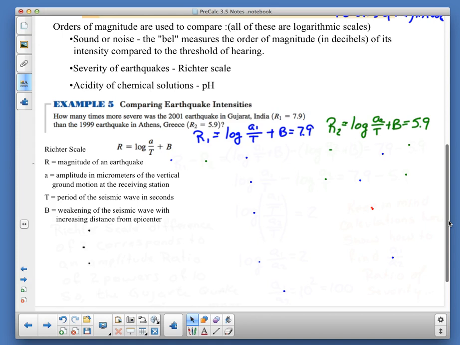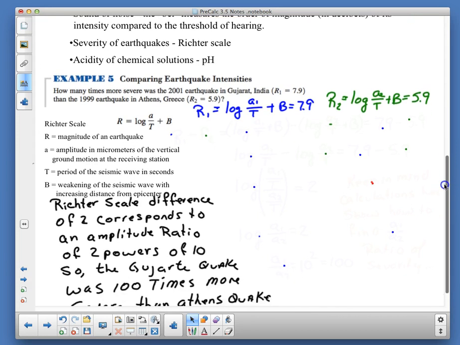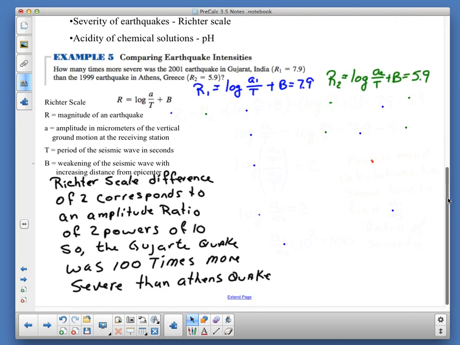Should be 7.9 minus 5.9, right? Because we're talking about how much worse it should be. Ultimately, the Richter scale difference of 2 corresponds to an amplitude ratio of 2 powers of 10. So the earthquake in India was 100 times more severe than that in Athens because of their difference on the Richter scale. But I'm going to show you where they come up with that value on the right side.